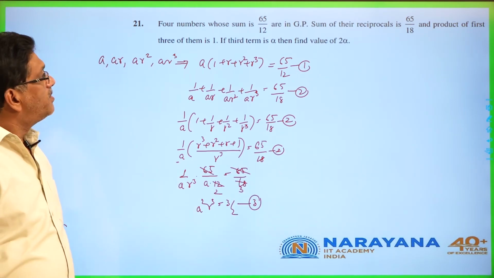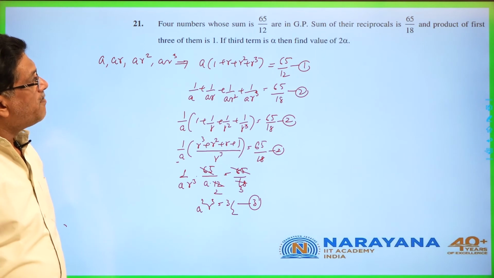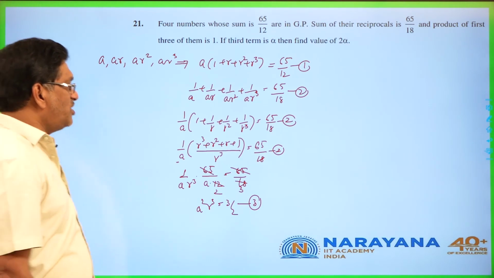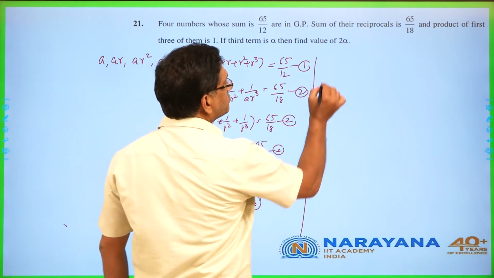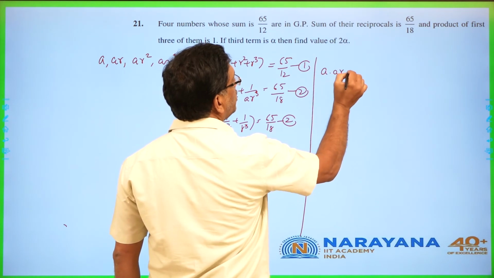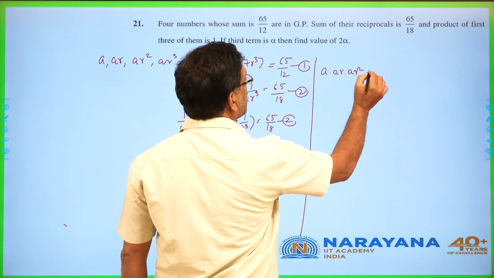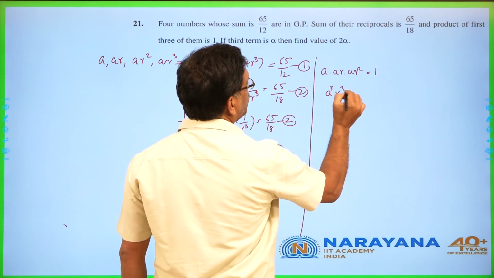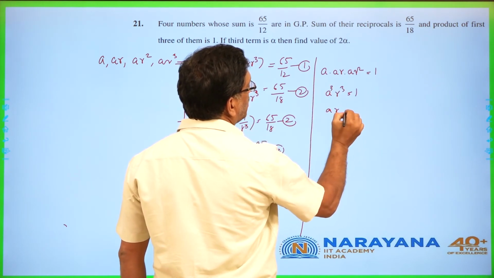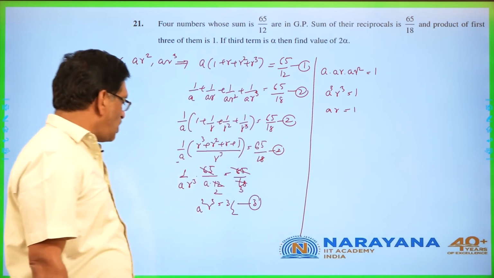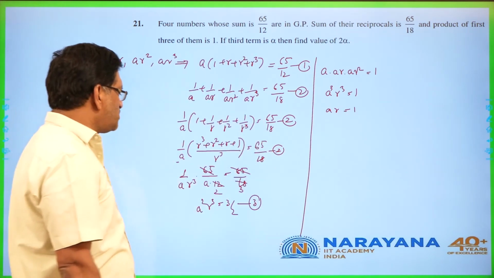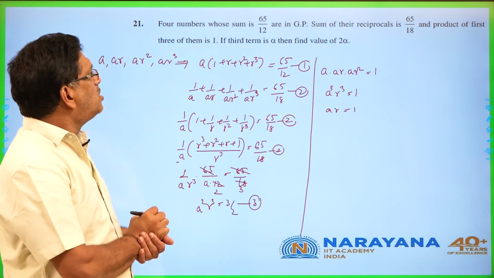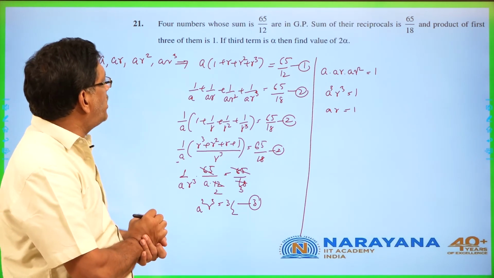Next, he has given another piece of information. The product of the first three of them, a into ar into ar square, is 1. That is a cube r cube is 1. You mean ar is 1. Let us substitute one in terms of the other and solve that. That's how you can find the value.